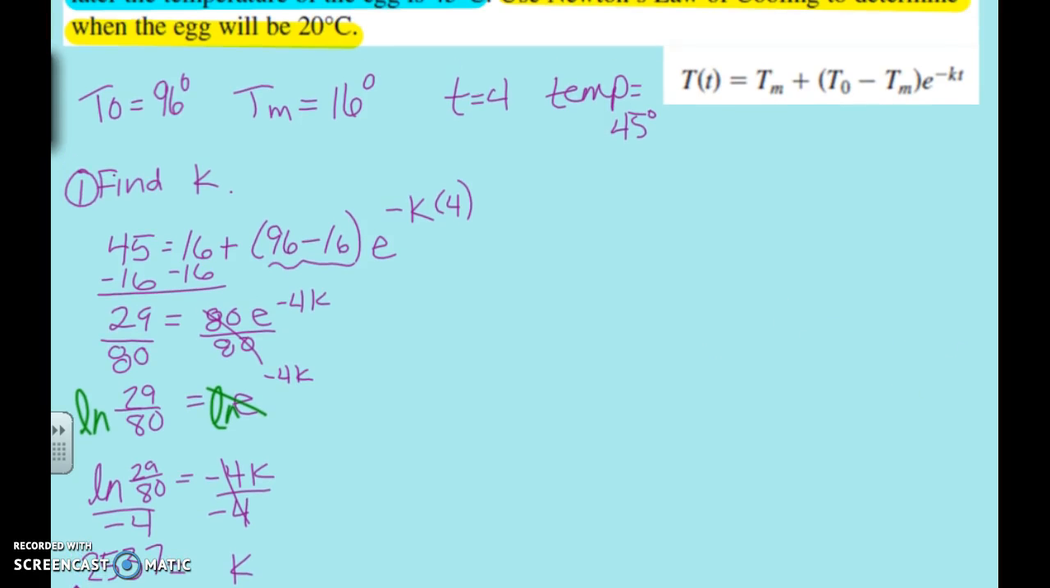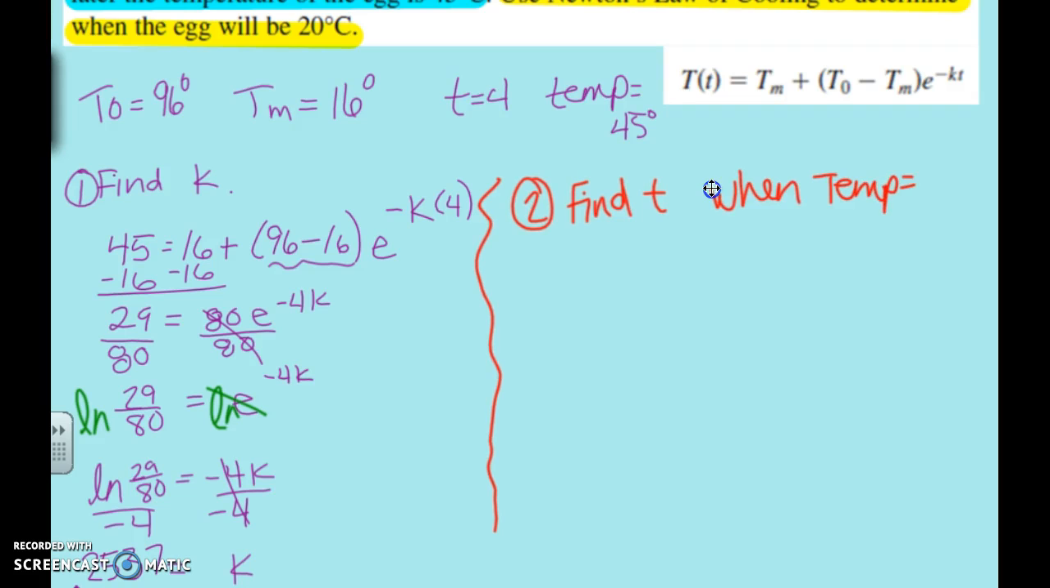Now I have enough information, I can go back and use that 20 degrees Celsius and solve it for T. So I'm going to go back up to my problem, and in step 2 of it, I'm going to find T when the temperature is equal to 20 degrees. So plugging in what I know. I know that I want the temperature to be 20 degrees. I know T sub m is still going to be 16. I know that T sub 0 is still 96.